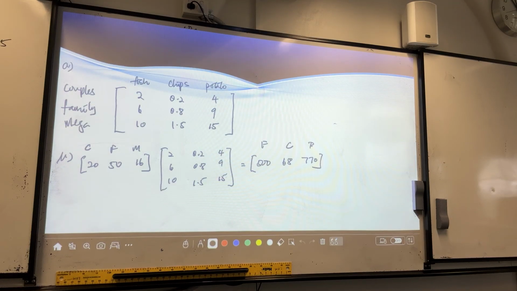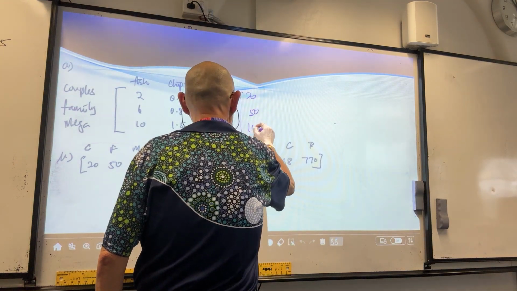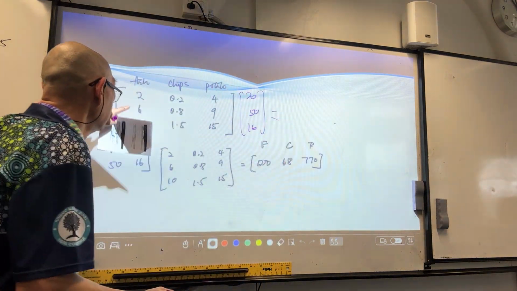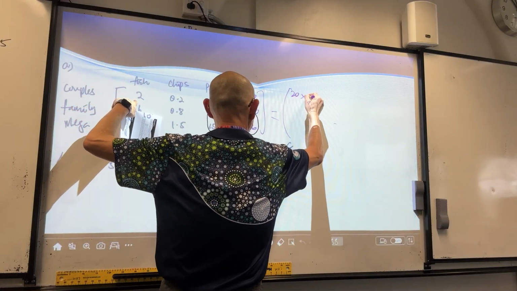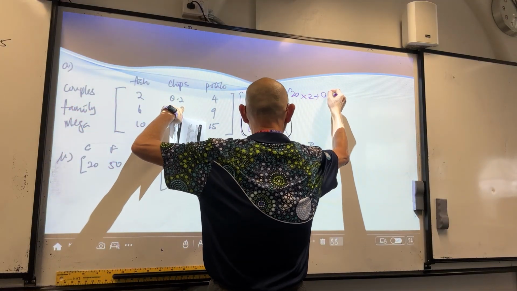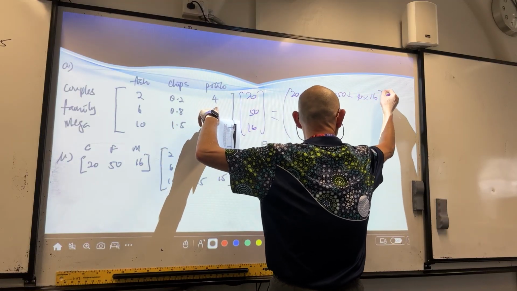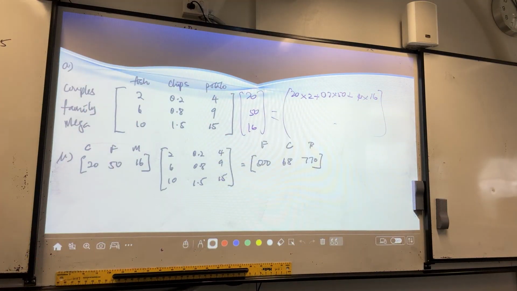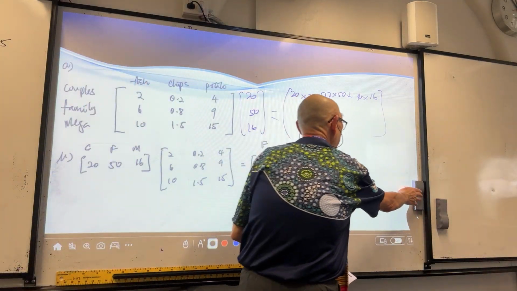No! No. If you do it by, hang on. Alright, 20, 50, and 16. What would happen? You will get 20 by 2 plus 0.2 times 50 plus 4 times 16. What do you get? It's not logical, is it? So you actually have to use this to multiply by that to get the total number.